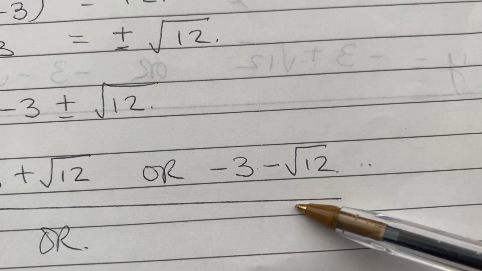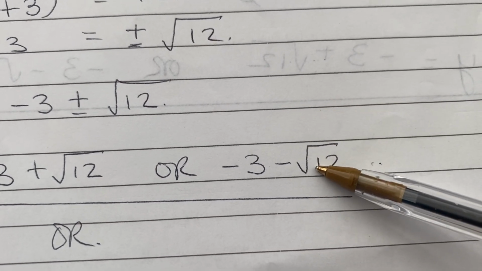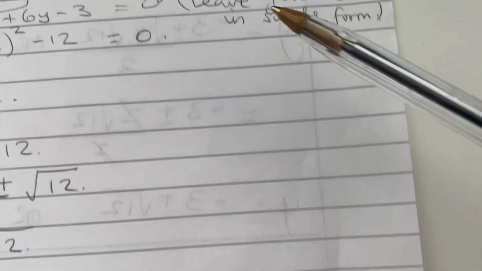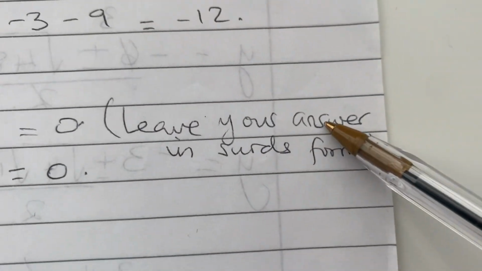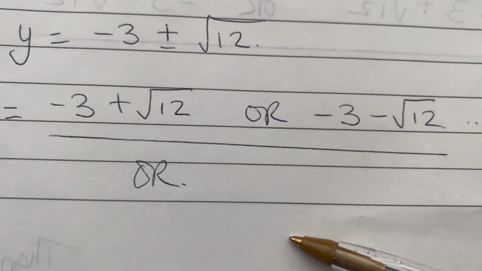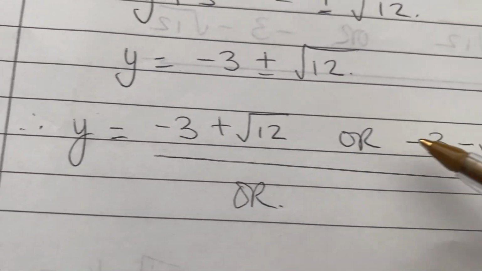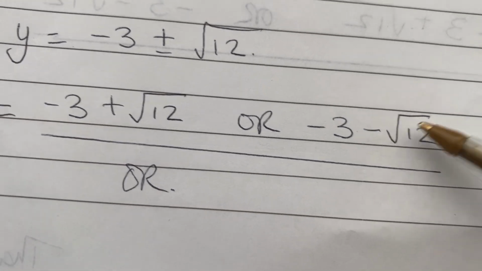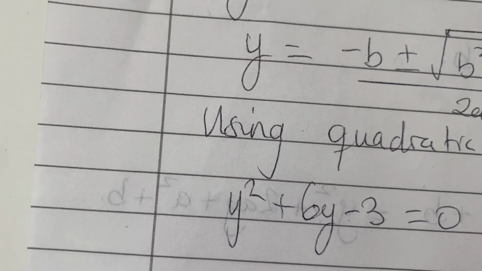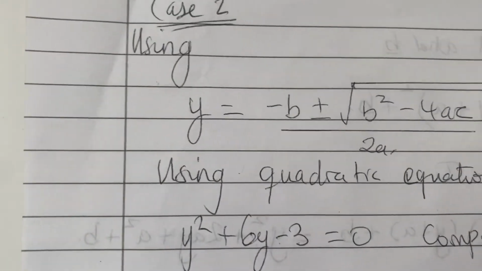So if I know the value of root 12, I can simplify. But here, they said, leave your answer in surds. So this will be my answer. These are the two values of y. Okay. So that is case 1. That is the one way they can ask the question.